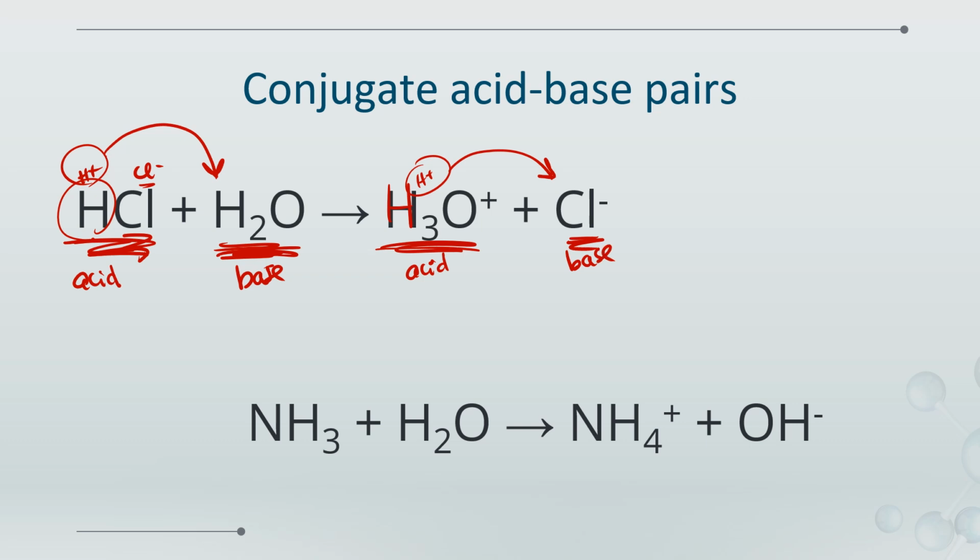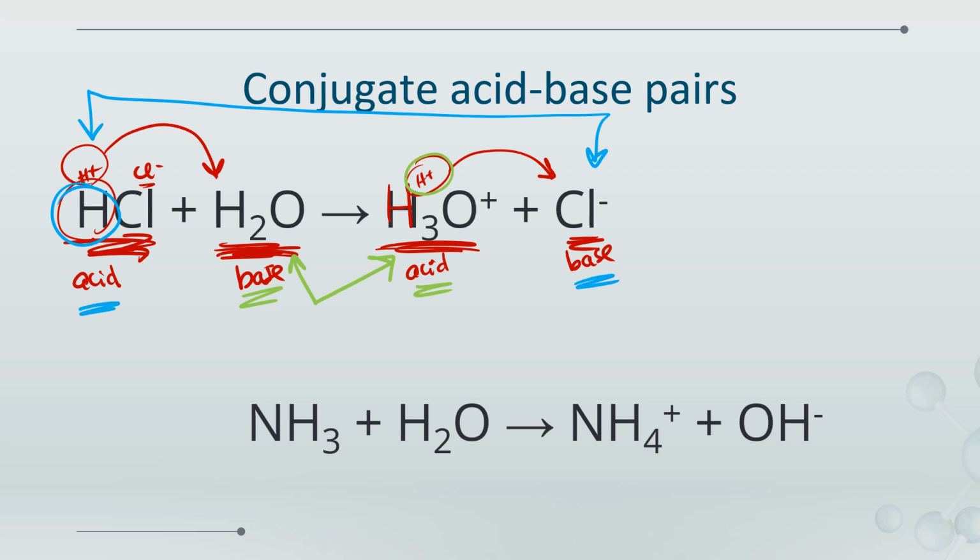Notice that water and hydronium are almost the same molecule. The only difference is that this guy has one hydrogen ion more. That makes it the acid to the base in this acid-base conjugate pair. Look also at hydrogen chloride and the chloride anion. They're almost the same with the exception of this guy has one hydrogen more. That makes it the acid to the base in this conjugate pair.